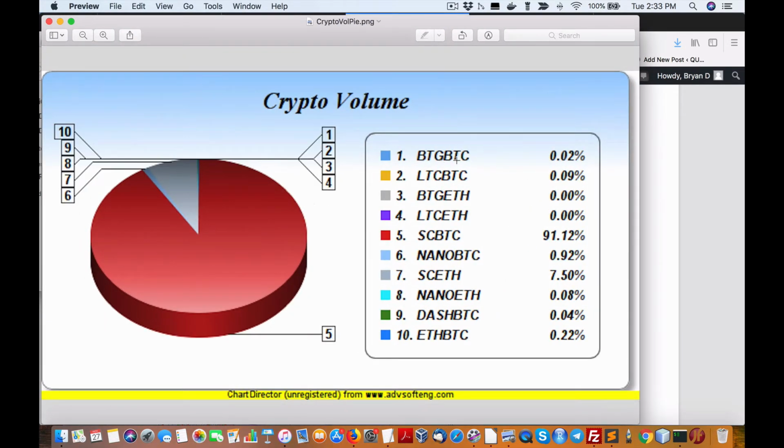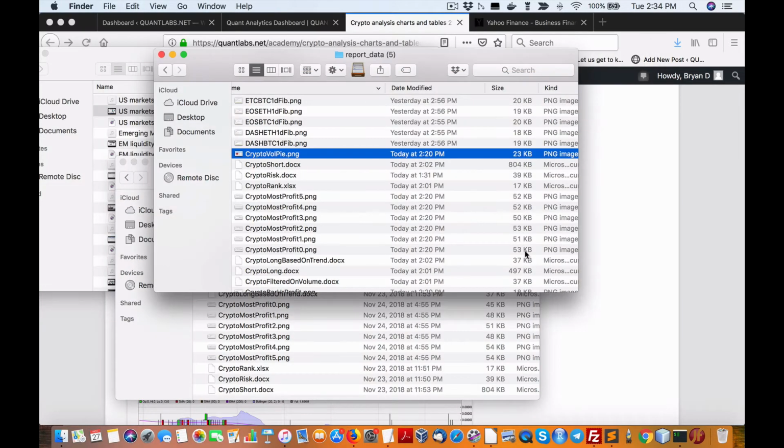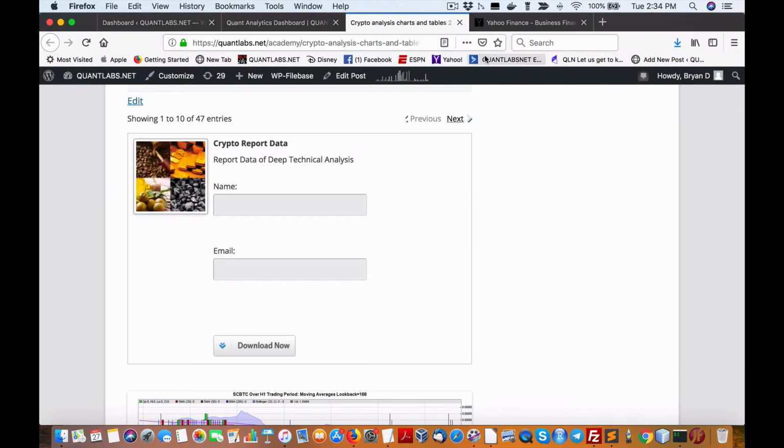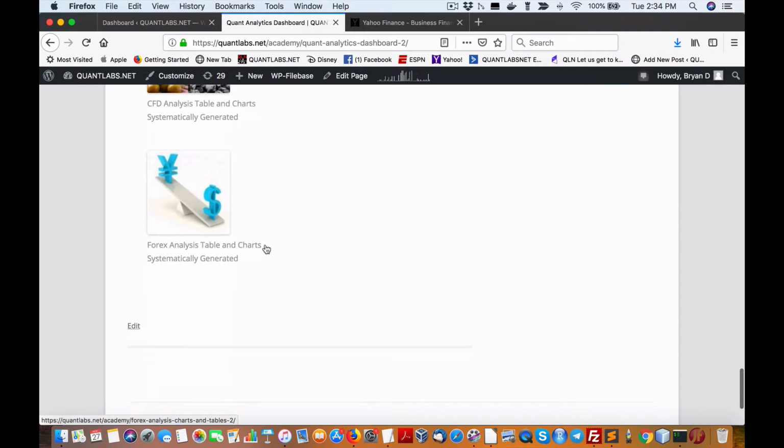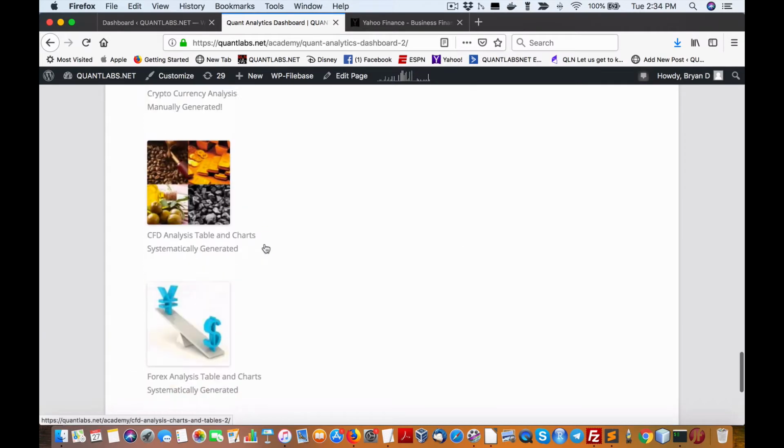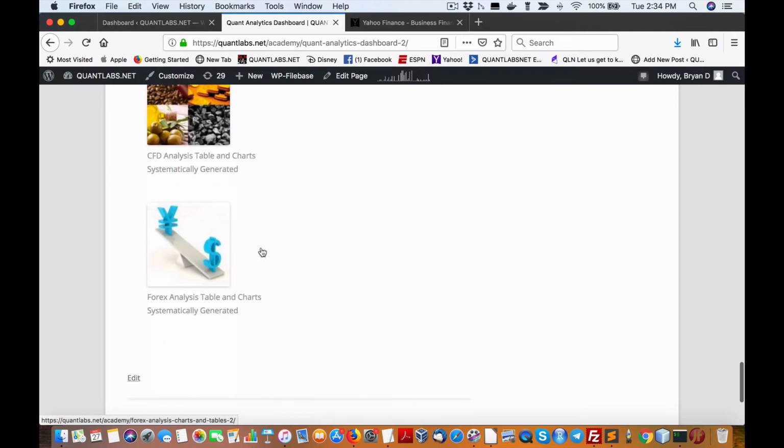When you look at the volume here, SiaCoin is over 90% of volume on Binance, but yet Bitcoin Gold gets a tiny amount of love. Bitcoin Ethereum gets literally no love, and all the other ones not even 1% of volume. But SiaCoin is getting that. So it comes back to fills on these particular crypto pairs outside of SiaCoin, even though SiaCoin's been doing fairly well. So that's crypto. It's not so bad when you look at it.